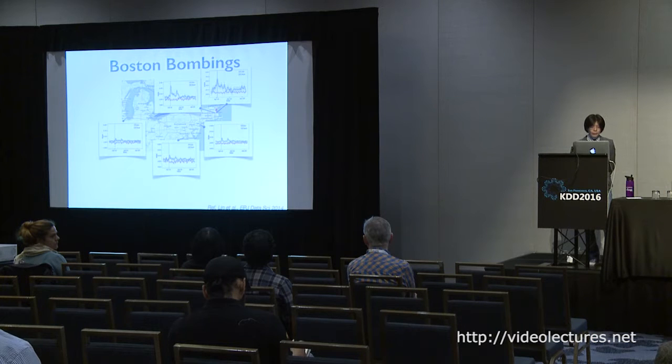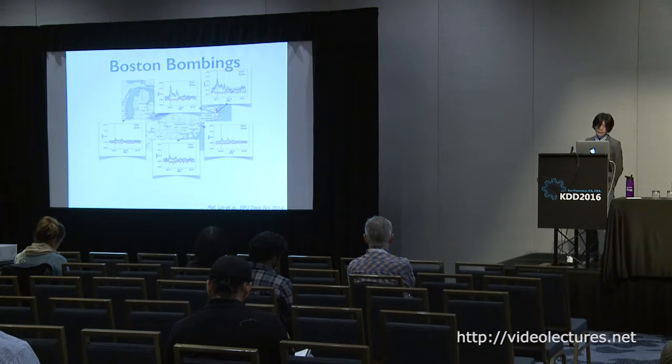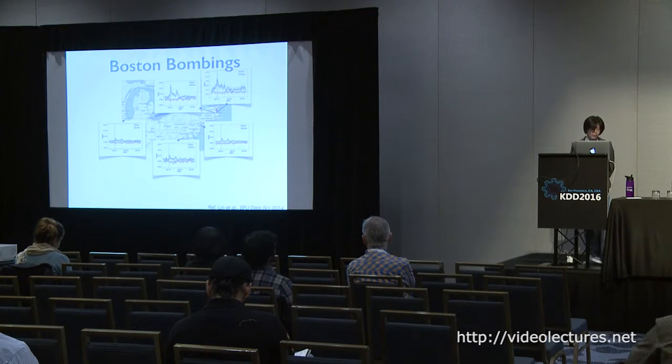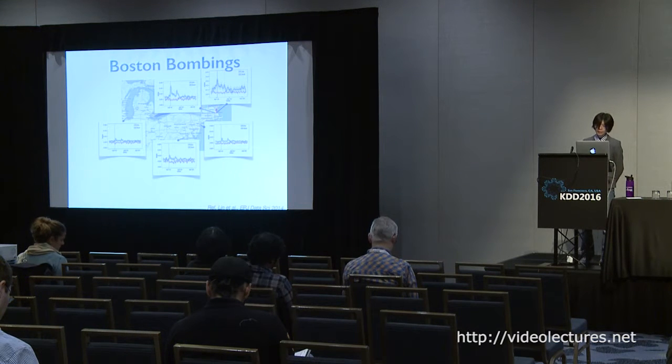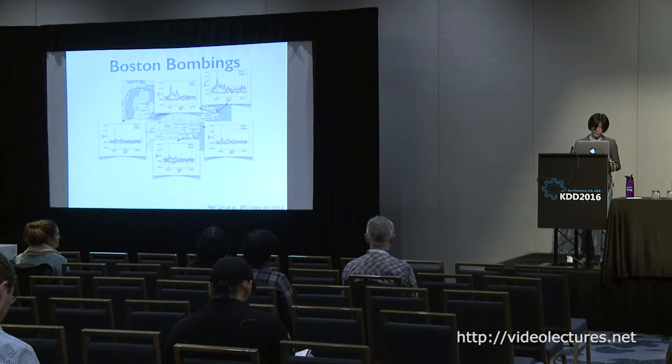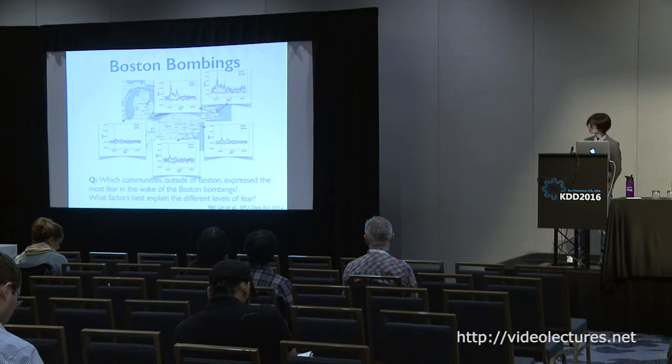And if you look at the time series of the fear, you can see these fears echo together with the Boston citizens' emotion. We can observe that the fear spikes are not only observable in Boston, but also in other cities like New York, Chicago, and San Francisco. So the question that I'm interested in is: which communities outside of Boston express the most fear in the wake of the Boston bombing, and what factors best explain the different levels of fear?